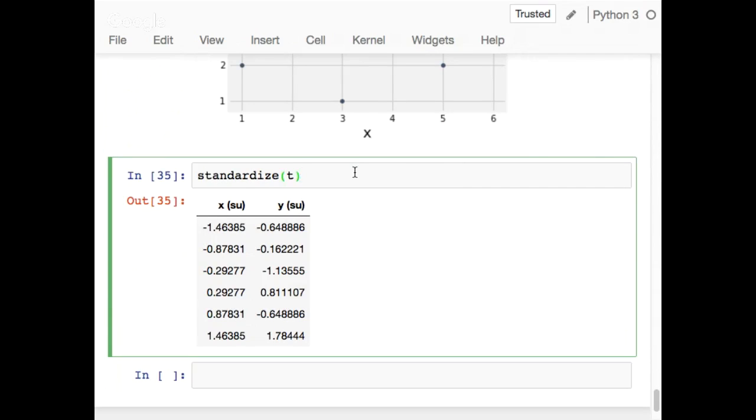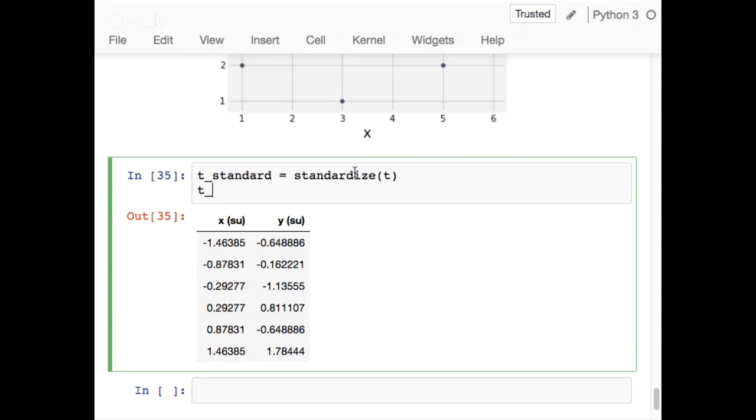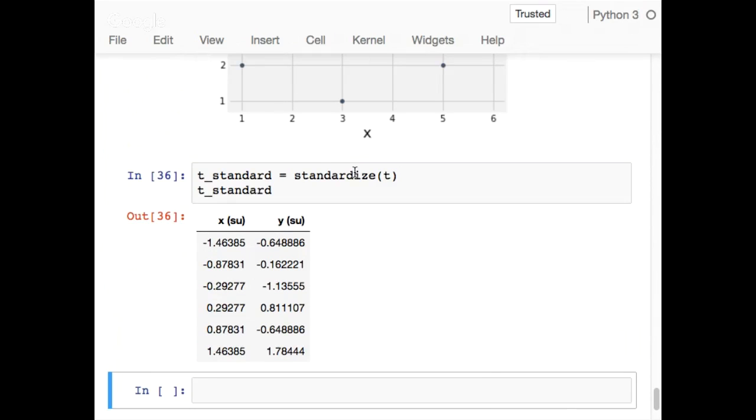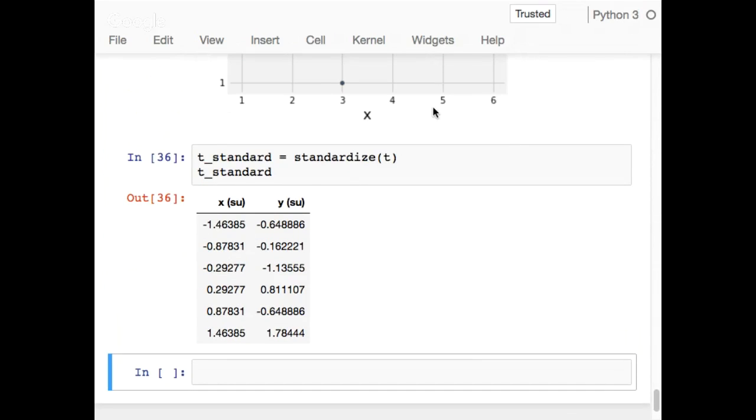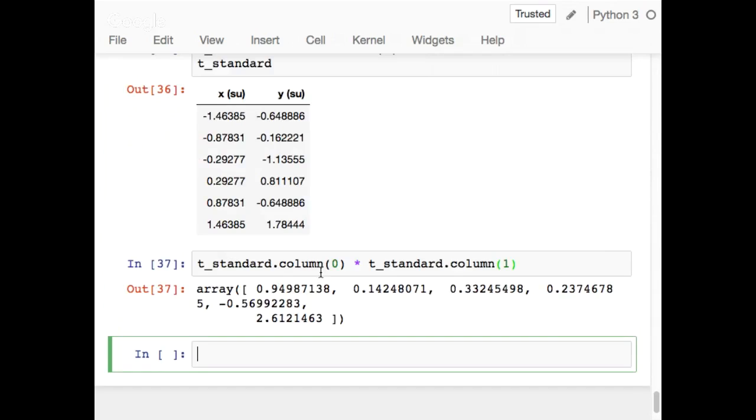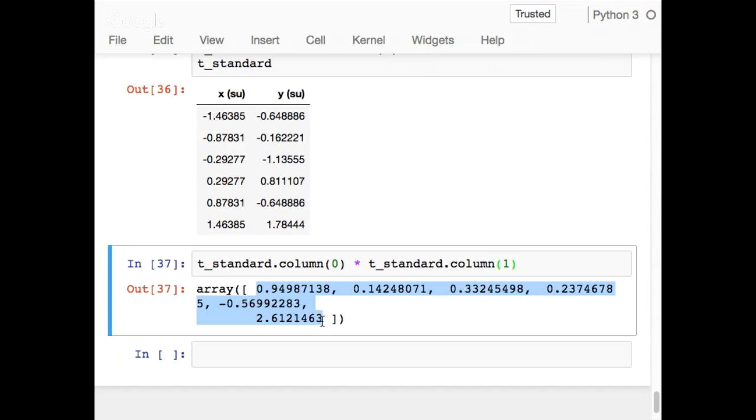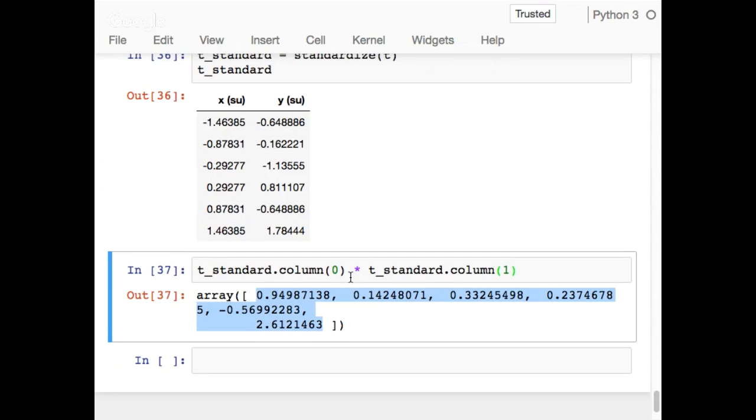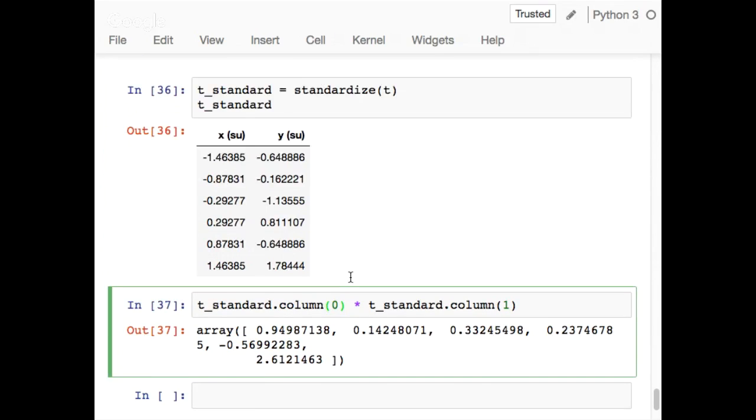Let me call that t standard. Okay, so there it is. I'm going to multiply all my x's and y's together. I'm going to take my t standard, take that first column, and multiply it by the second. There we go. These are the products of my x and y in standard units. Let me add that to my table so we can take a look at what those numbers are.